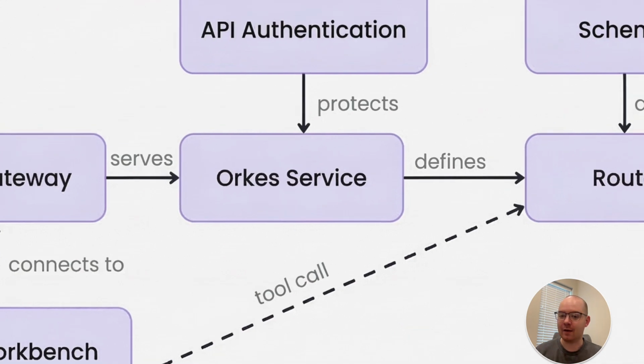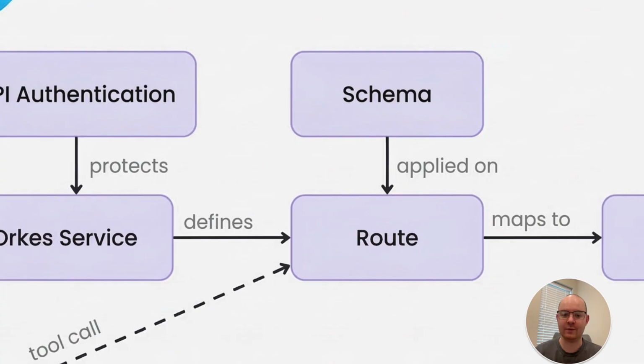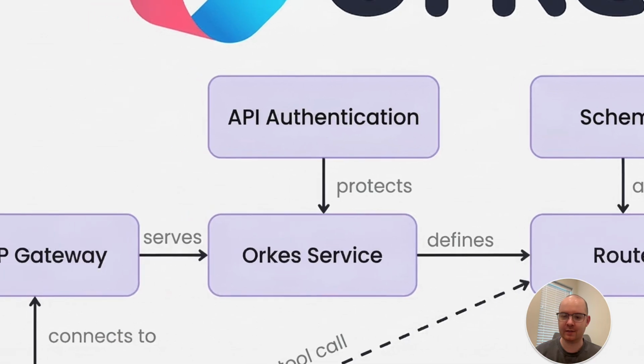And then we need a schema, which defines and validates the ticket fields like a title, description, priority, and user information. And then we'll also need to configure API authentication that ensures only authorized clients can invoke the service to create tickets in the first place.